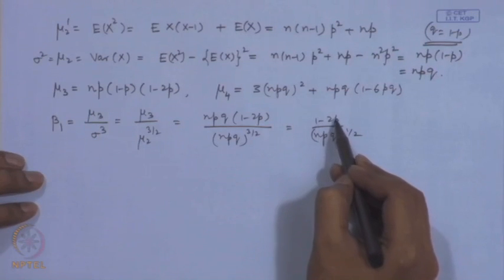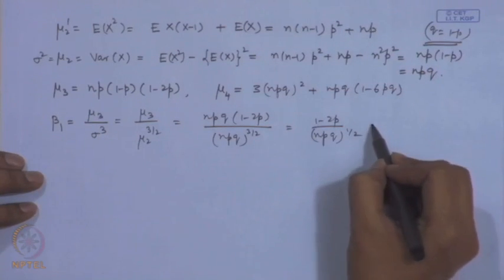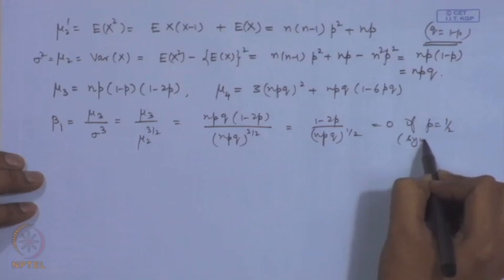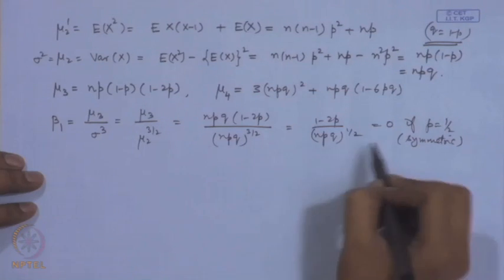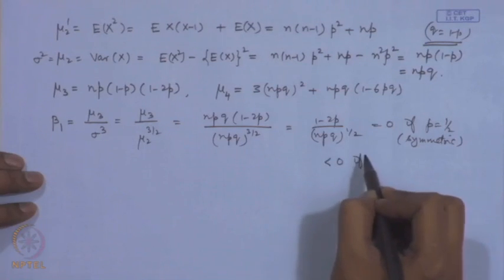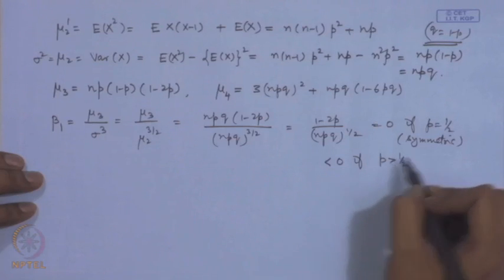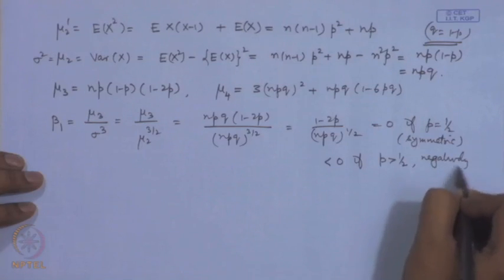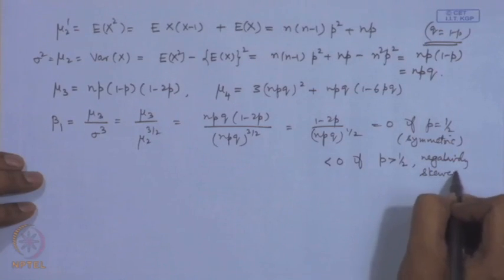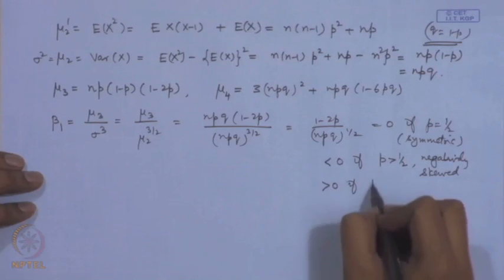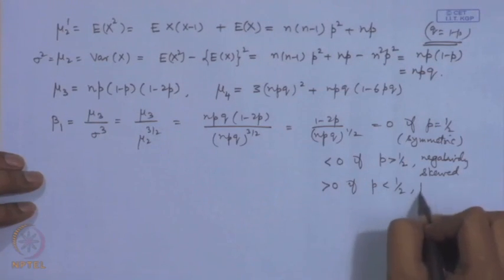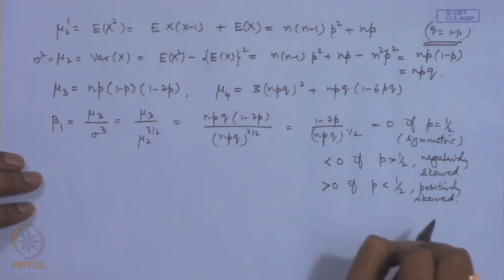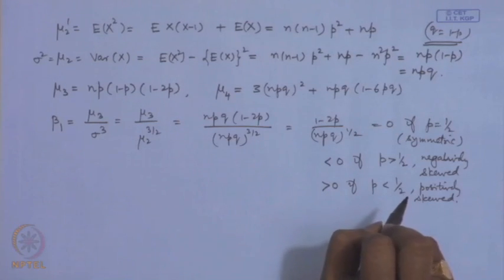Now, note here that if p is equal to half, then this is equal to 0. This is corresponding to symmetry, that is the distribution is symmetric. It is less than 0 if p is greater than half, that means it is negatively skewed distribution. If it is greater than 0, p is less than half, that is positively skewed. Let us look at the physical explanation for this.